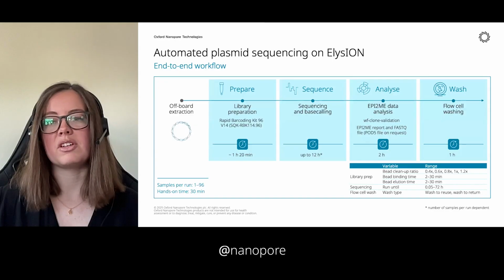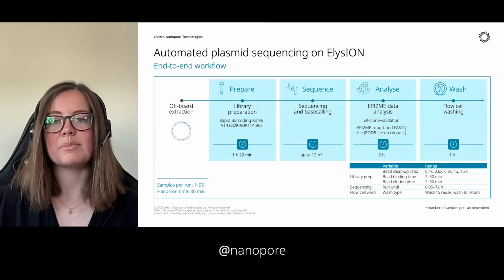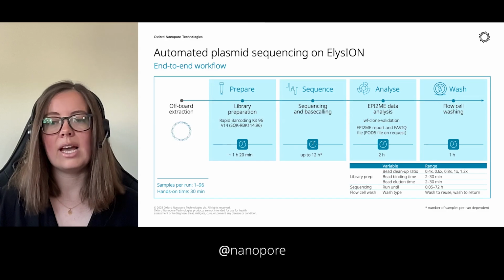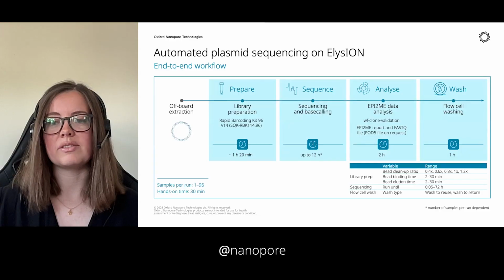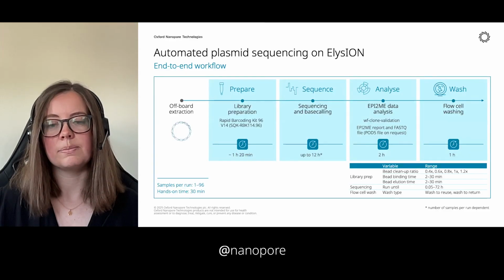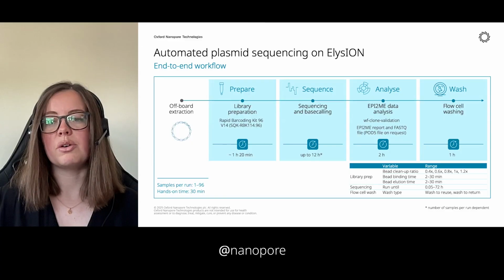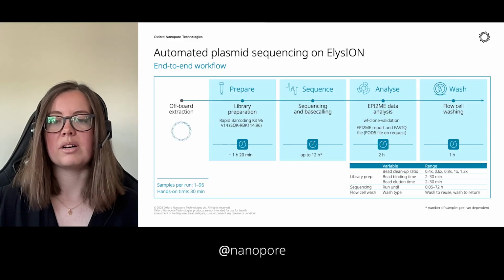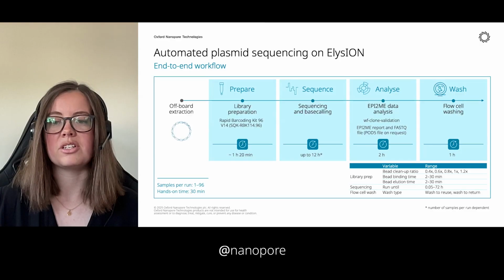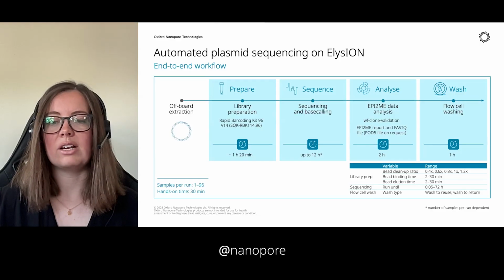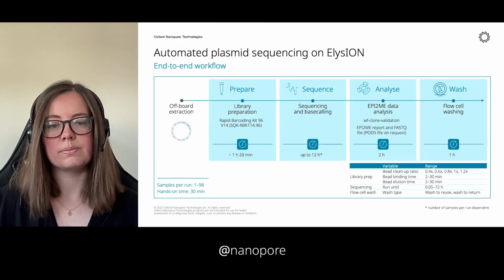Before we go through the method, I'd like to highlight that the entire plasmid sequencing workflow is available fully automated on Elysian. Elysian is our standalone benchtop device incorporating an integrated touchscreen, nanopore sequencing device, compute, and other necessary equipment such as a thermocycler. Following extraction off the device, the streamlined plasmid workflow minimizes hands-on time by covering everything from library preparation through to data analysis, including optional flow cell washing.